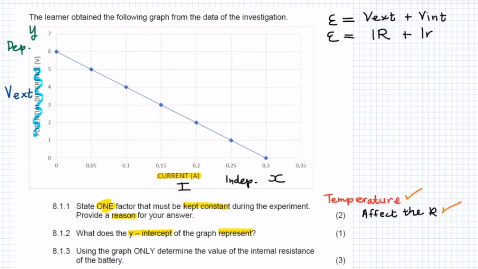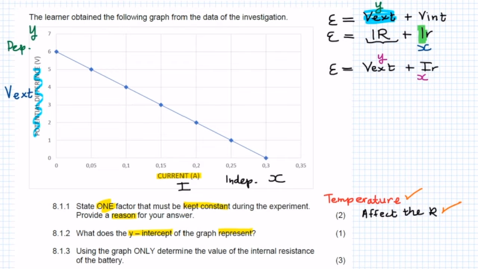Now we know that in this investigation, V external is the Y value. We are plotting it on the Y-axis. And we know that the current I, which is part of V external, is being plotted on the X-axis. So I'm going to rewrite this formula in the following form. EMF is equal to V external plus I small r. Okay, so I'm keeping this part as V external. So now we have Y over here and X over there.